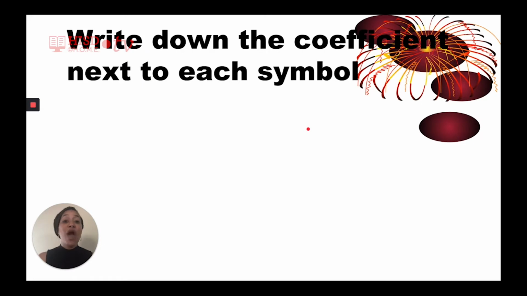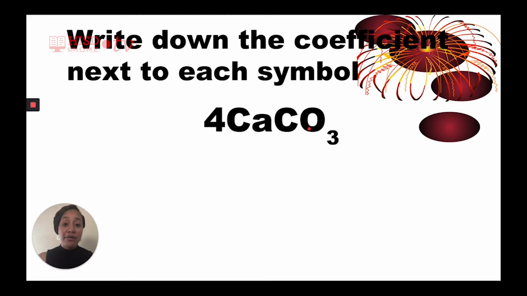Next, you need to write down the coefficient next to each symbol. So what is the coefficient in this compound? The coefficient is always the big number in the compound. So the big number in this compound is 4. Therefore, 4 is the coefficient. So I have my elements, Ca, C, and O, along with the coefficient for each of them.